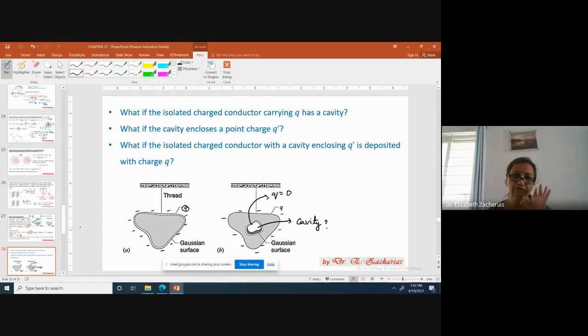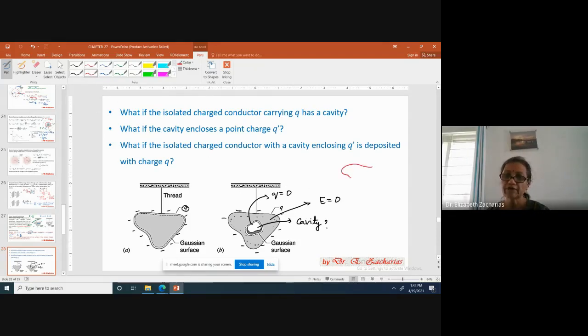Why? That is because by going and sitting on the surface, it is still able to keep the electric field zero everywhere inside. Charge enclosed by the Gaussian surface is zero. Therefore, electric field is zero inside. So that is achieved if all the Q goes and sits at the surface. Now I am coming to the third situation.